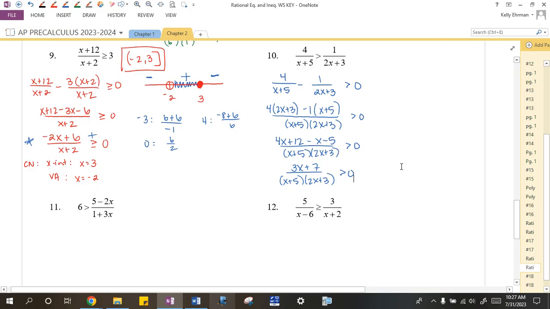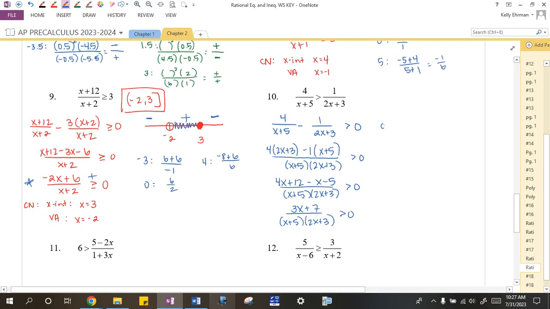So we have some fractions for our critical numbers, which is mildly annoying, but not a big deal. x equals negative 7/3. If it helps you, change that to a mixed number. 3 goes into 7 twice, with remainder of 1, right? So negative 2 1/3. And then for our vertical asymptote, x equals negative 5 and negative 3 over 2, which of course we know is negative 1.5.